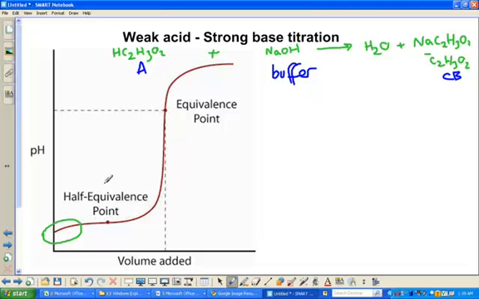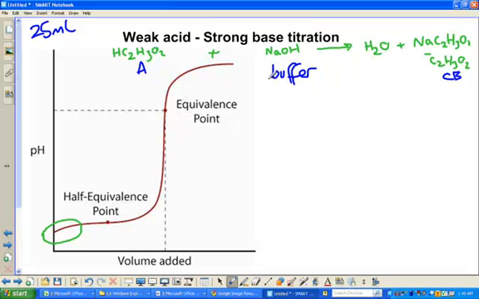But what's the importance of the half equivalence point? It does have a particular importance only for weak acid and strong base titrations, or weak base, strong acid titrations. It's not an issue for strong acid, strong base titrations. Let's say we had 25 mL of our weak acid, and we're adding in our NaOH. Now, let's assume the concentrations are the same. We'll just say they're 0.1 molar or something like that. The half equivalence point is where we've added in enough base to use up half the acid, so that will be essentially 12.5 mL of our NaOH.